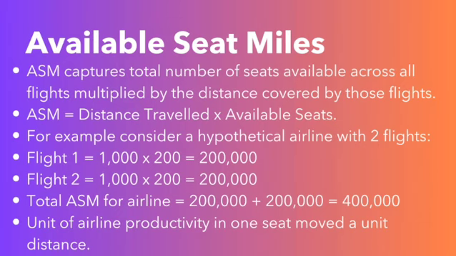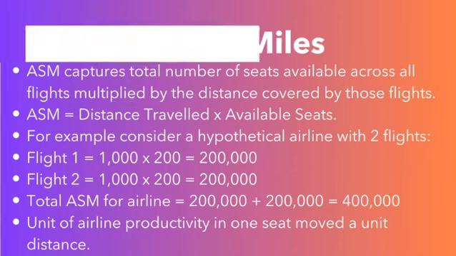For example, let's consider a hypothetical airline that operates two flights, each covering 1,000 miles with 200 seats. It will have 400,000 available seat miles. The unit of airline productivity is one seat moved a unit distance. It doesn't matter whether seats are full or empty, the more seats an airline moves, the higher its production is going to be.